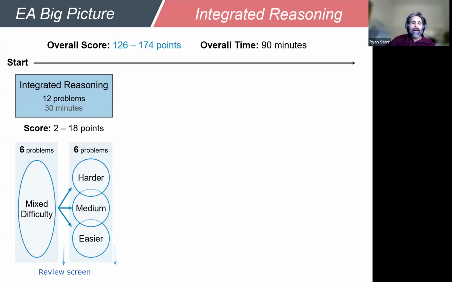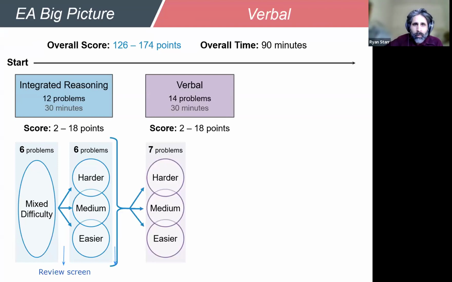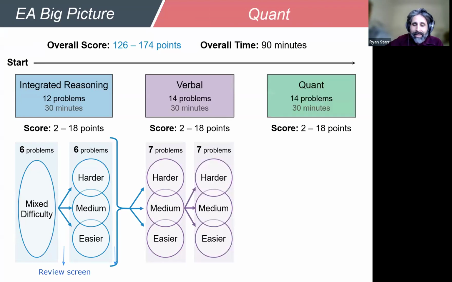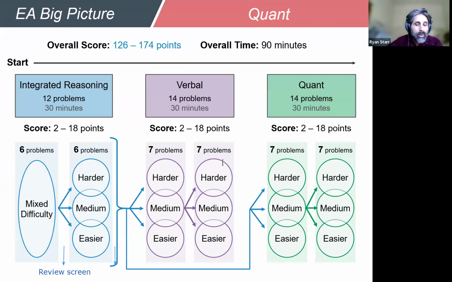Okay. After that, your performance on the entire integrated reasoning section is tabulated, and a starting difficulty level for verbal is calculated, and that same starting difficulty level for quant is calculated. But your performance on that first half of verbal or that first half of quant will be what governed the difficulty level of the second half of verbal and second half of quant.